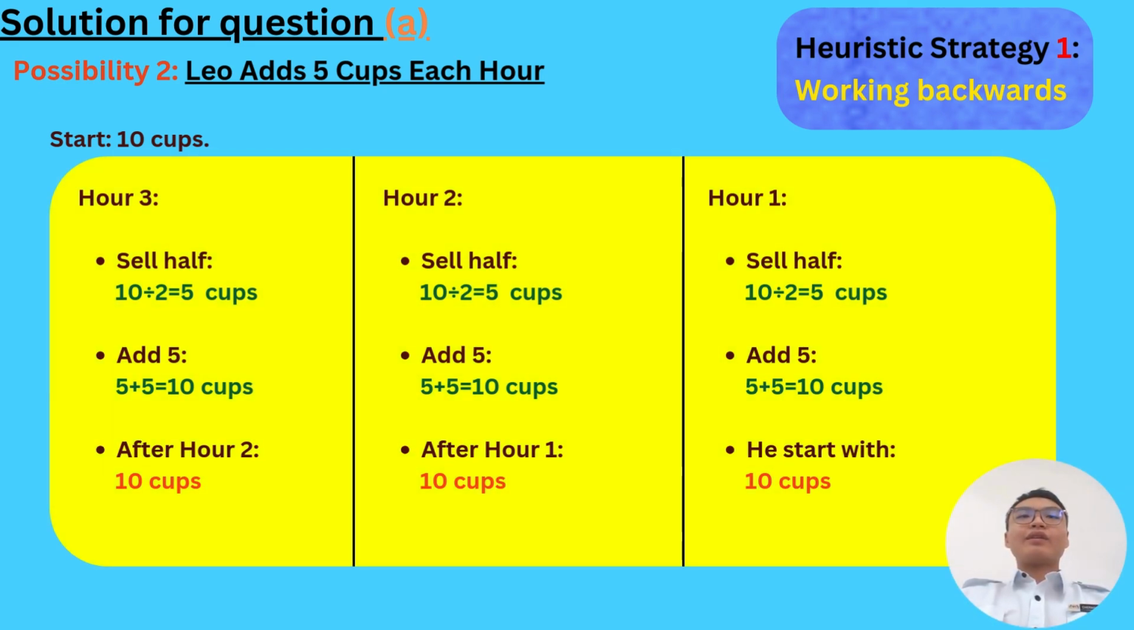Now we look at the solution of possibility 2. Leo adds 5 cups each hour. As we did in possibility 1, we start at 10 cups. For hour 3, he sells half, so 10 divided by 2 equal to 5 cups. And 5 plus 5 equal to 10 cups. So after hour 2, he has 10 cups. For hour 2, we do the same solution. So we get after hour 1, it is also 10 cups. For hour 1, we do the same solution. And we get Leo started with 10 cups of lemonade.